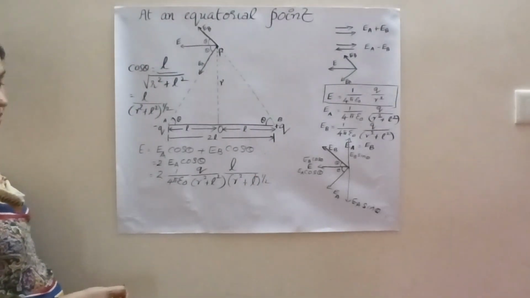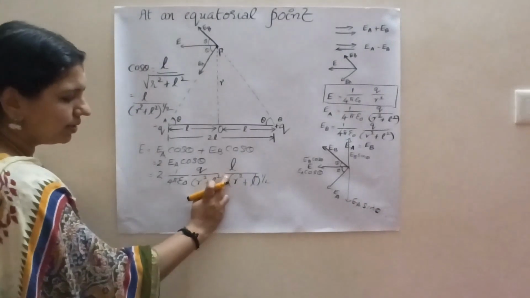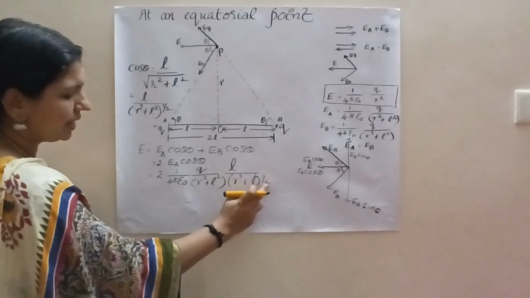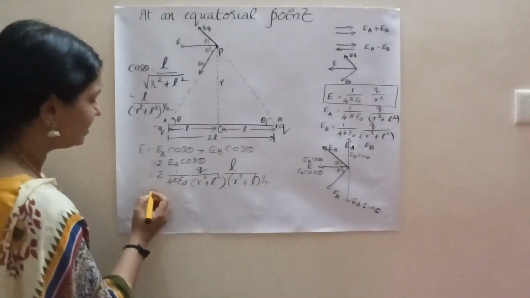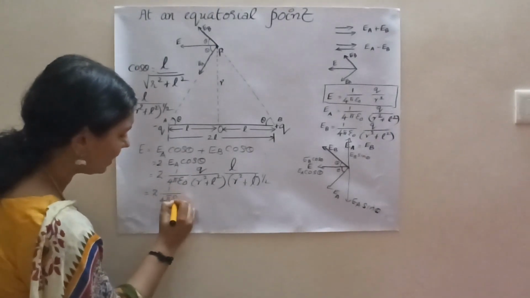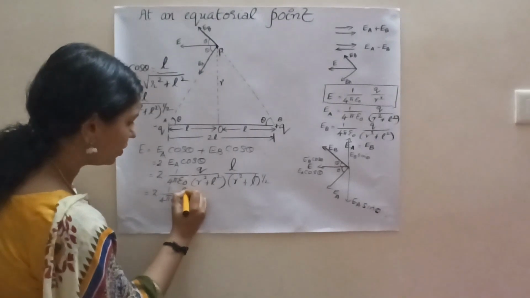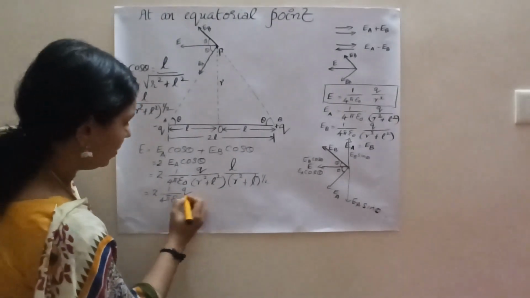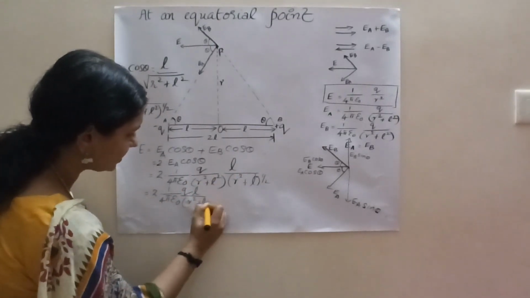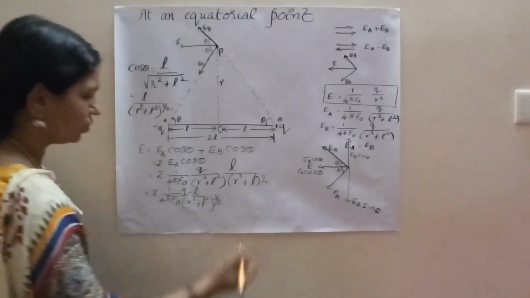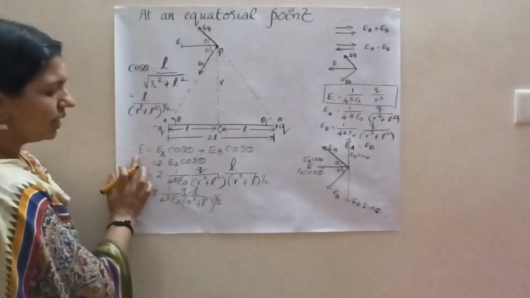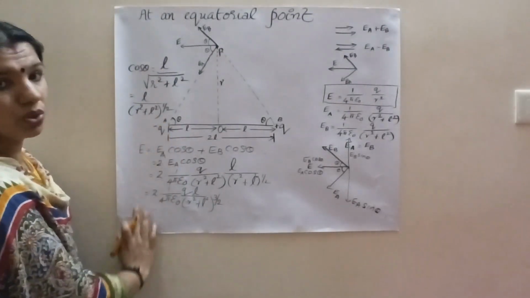Is that clear? Now listen, here there is 1, right? 1 plus 1 by 2 will give you 3 by 2. So this equation will change like 2 into 1 by 4 pi epsilon 0, then QL by R square plus L square the whole raised to 3 by 2. So this is the expression for electric field at the equatorial point.